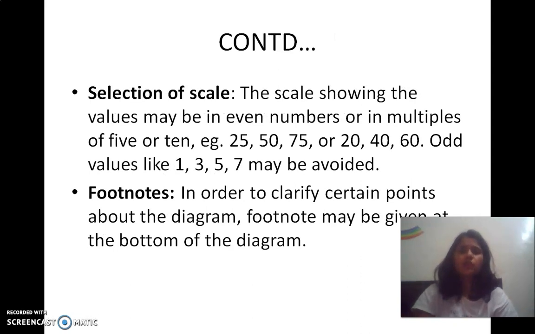Selection of scales: it is always advised that you take a scale of like 5, 10, 20, or 20, 40, 60. In this way you should avoid odd numbers like 1, 3, 5, 7. Odd numbers should be avoided, and we should prefer multiples of 5 or 10. Footnotes: in order to clarify certain points about the diagram, footnotes may be given at the bottom of the diagram.